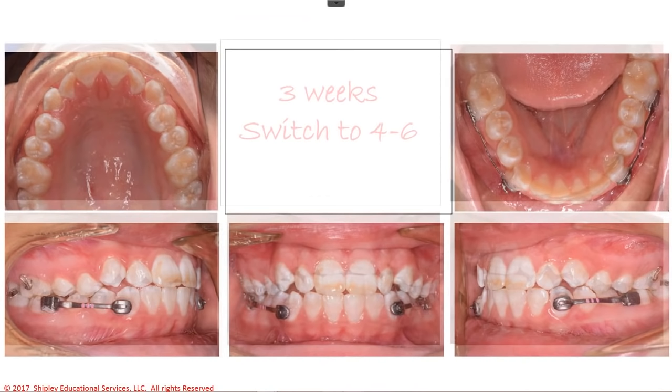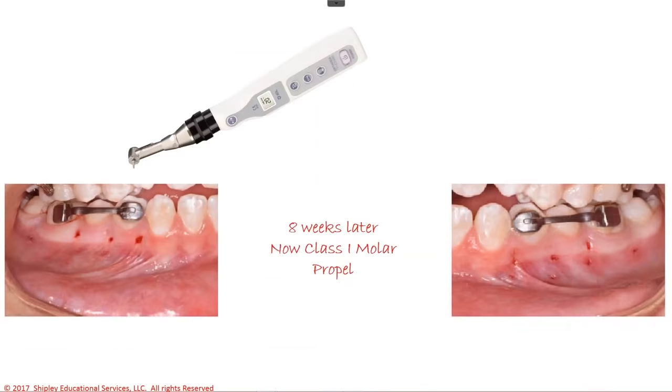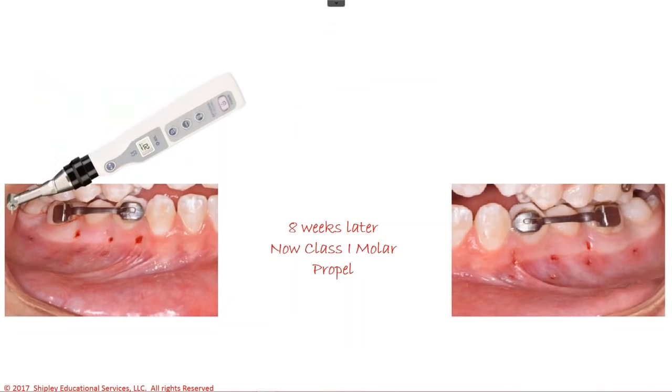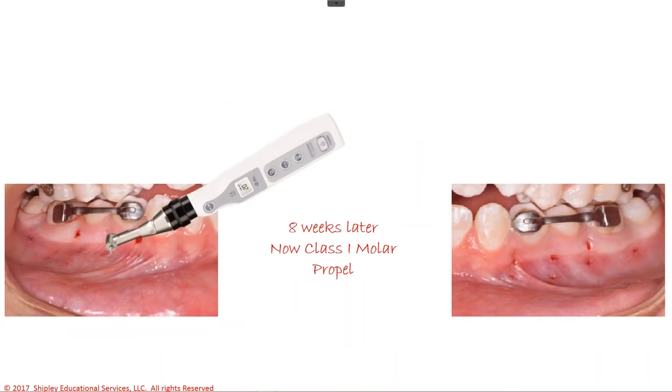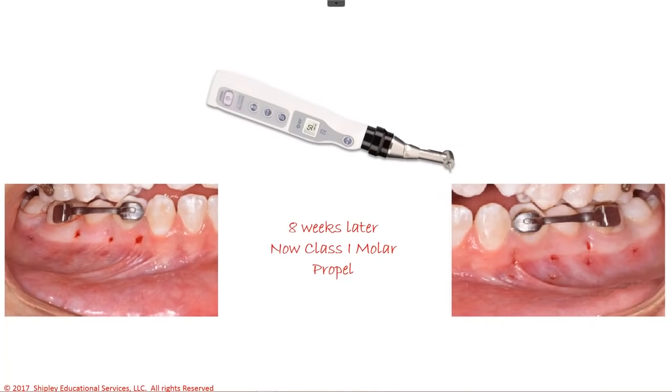I actually ended up, and I can explain this on a different webinar, why I did this, we switched to the 4 to 6 instead of the 3 to 6 because I didn't want to get extrusion of the canine on this case. So 8 weeks later, we were already a class 1 molar, but I wanted to overcorrect it. So we decided to go ahead and do MOPS in order to help us overcorrect it. So we did MOPS, 2 MOPS, 1 above the mucogingival junction, 1 below on all of those posterior teeth. So we use those MOPS to help facilitate the distalization of those lower posterior teeth.